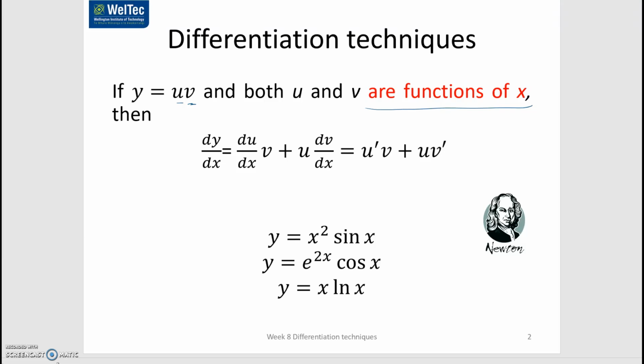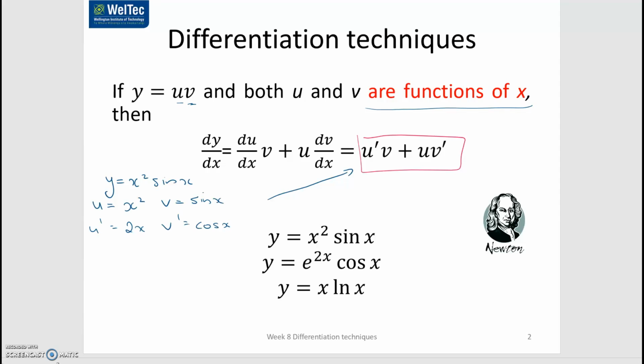Now, what I want you to do is set out every single question in the same way. So let's start with the first one. y equals x squared sine x. I need you to name the first function u, x squared. I need you to name the second function v, just so we're matching this sort of thing. Then we need to find u dash and v dash, and now all we have to do is use the rule that says that dy by dx is u dash v plus u v dash. So u dash v is 2x times sine x plus u v dash.